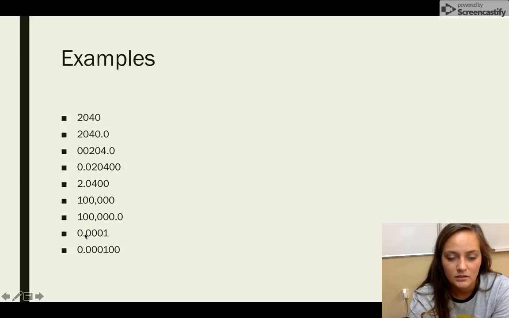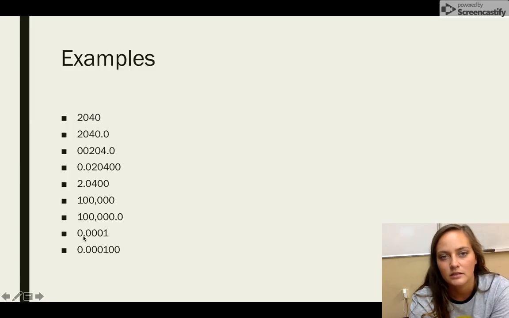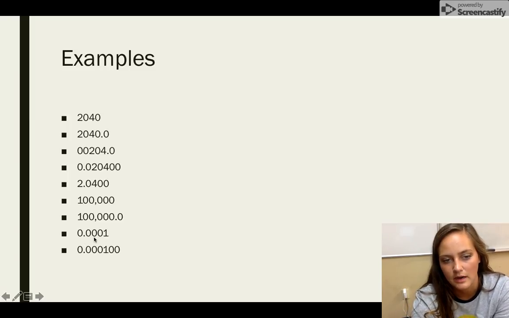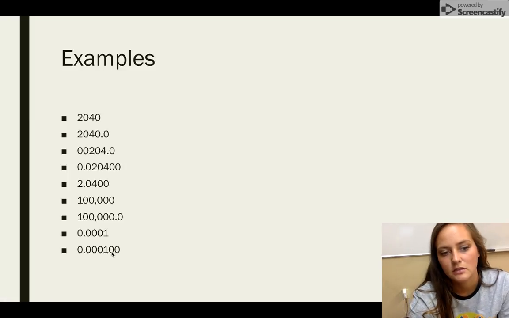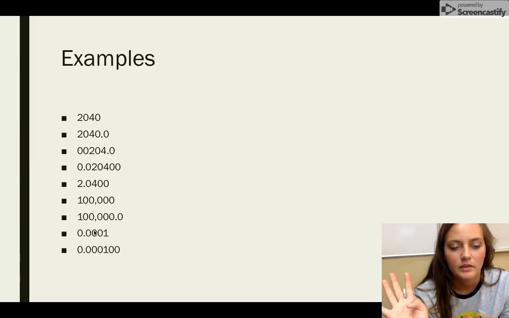This number only has 1 significant figure because these are leading zeros, and there's not a non-zero number before them, so they do not count. And then this number only has 3 significant figures because the 4 in front, they do not count.